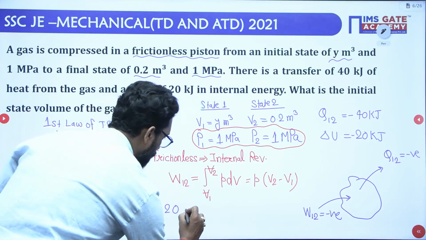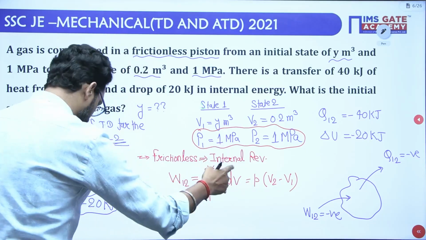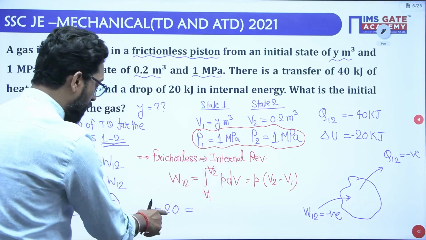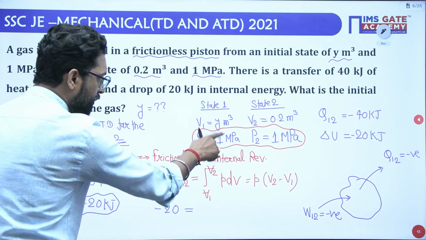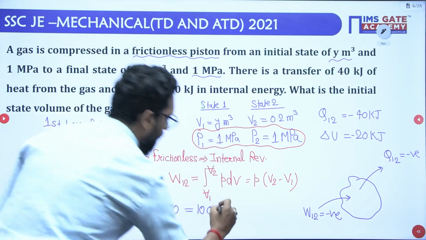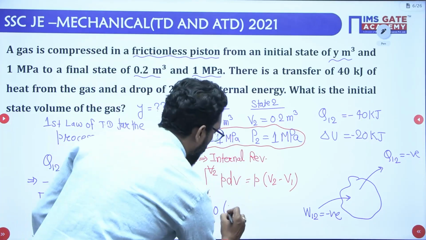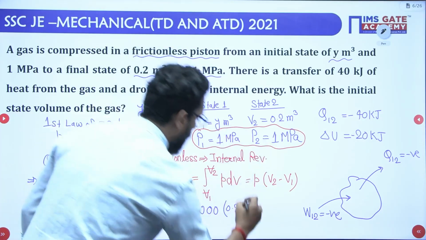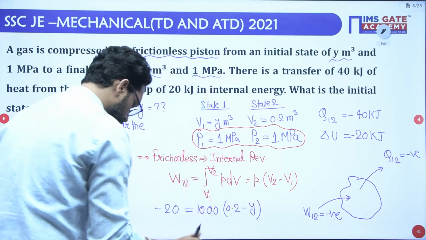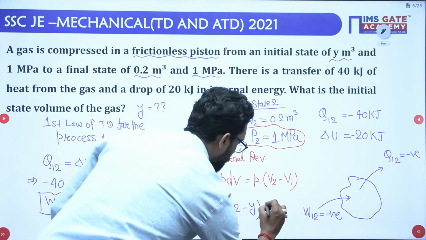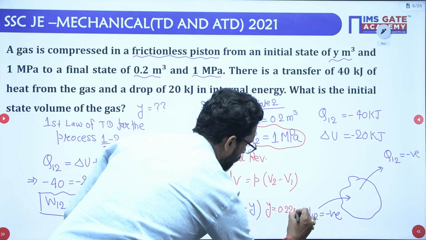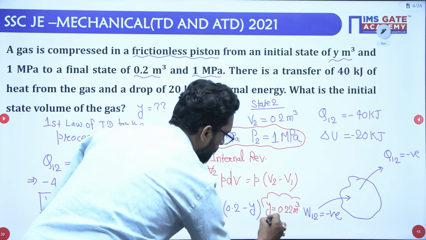These are all in kilojoule. So pressure is in megapascal, convert it into kilopascal. So 1 megapascal converted into kilopascal. This is also kilo. So kilo is 1000 kilopascal into the final volume, 0.2, minus the initial volume, Y. So if you balance this and find the Y value, it is 0.22 meter cube. That's it.